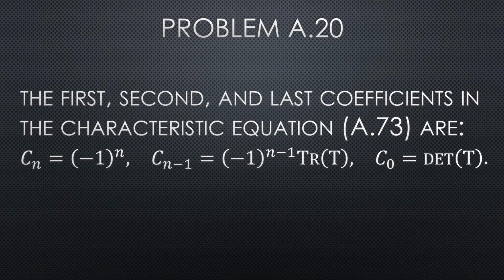So, in our problem today, A20, the first, second, and last coefficients in the characteristic equation A.73 are Cn equals -1 to the n, Cn minus 1 equals -1 to the n minus 1 times the trace of the original matrix T, and C0 is equal to the determinant of T.